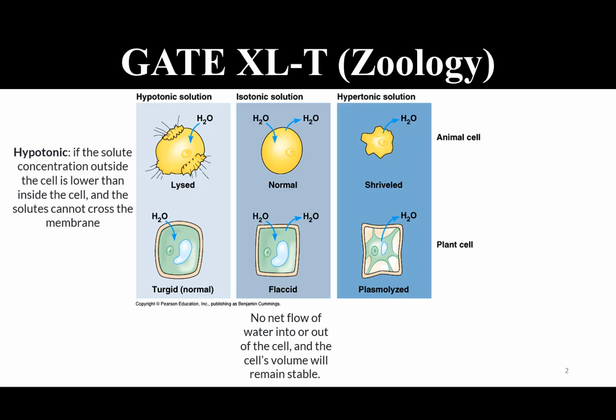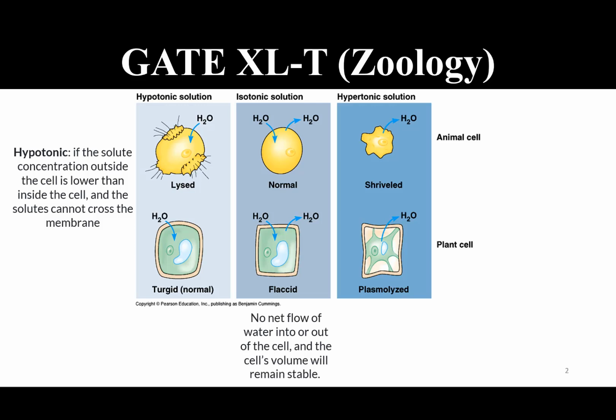So, hypotonic solution refers to a solution in which the solute concentration outside the cell is lower than inside the cell, and also here the solutes cannot cross the membrane. So if you look at it another way, when you're comparing a cell in its environment, in case of hypotonic solution, the solute concentration is lower outside than inside. So the amount of solute present in the outside environment is less than the inside, and in parallel, the water content is more outside as compared to inside the cell.